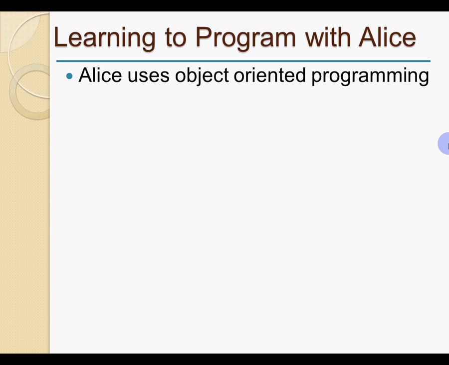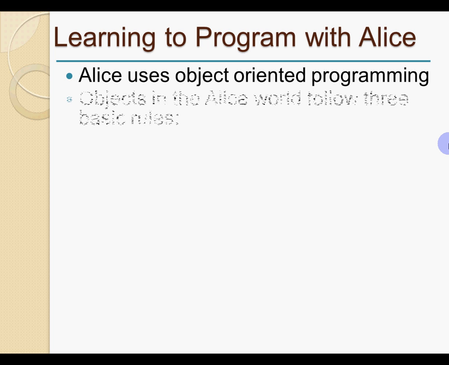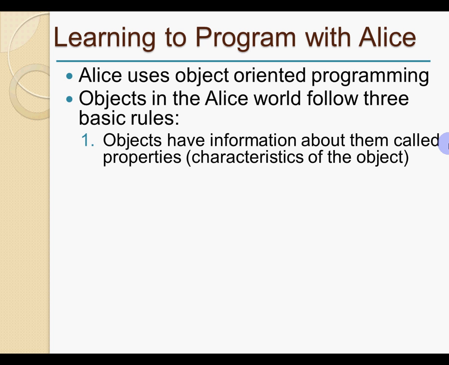In Alice, we're going to be using object-oriented programming, which means that everything that we create in the Alice world is going to be an object. Objects in the Alice world are going to follow three basic rules. The first rule is that all objects have information about them that we call properties. These are going to be the characteristics of the object.